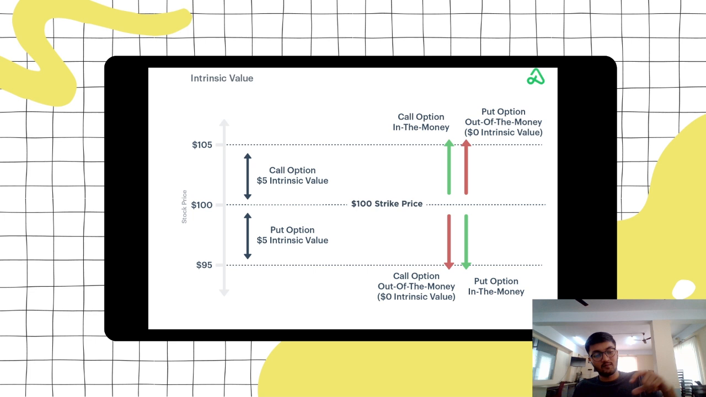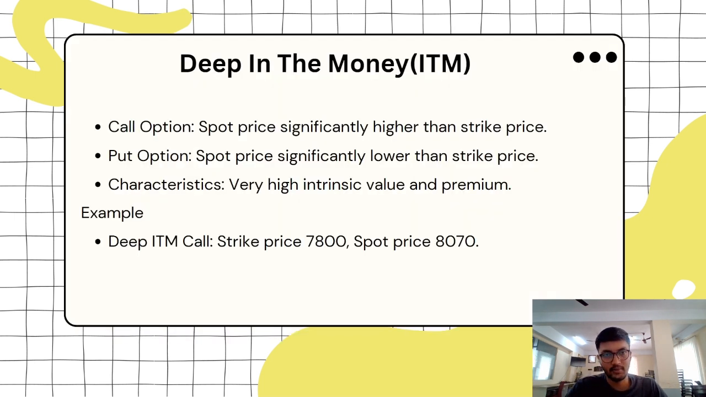You'll be paying more premium: the difference between the strike prices plus the time value associated. So the difference between the spot price and the strike price in the case of in the money will be your intrinsic value. Simple. Deep in the money means the spot price is significantly higher than the strike price for a call, and significantly lower than the strike price for a put.